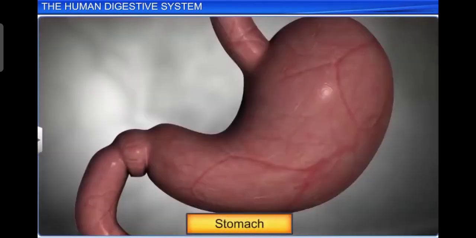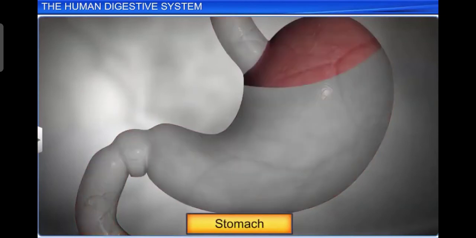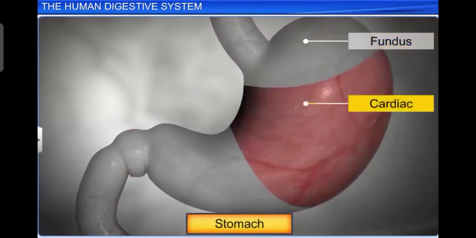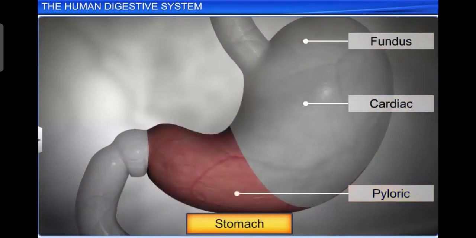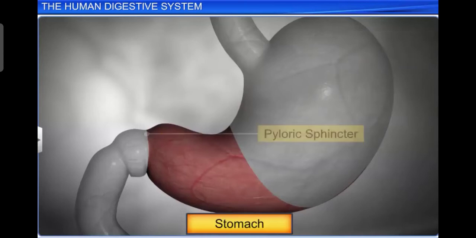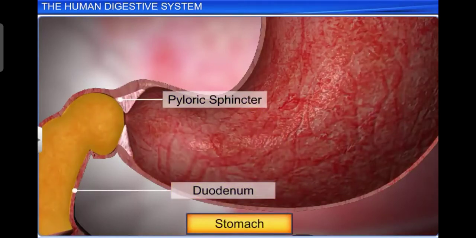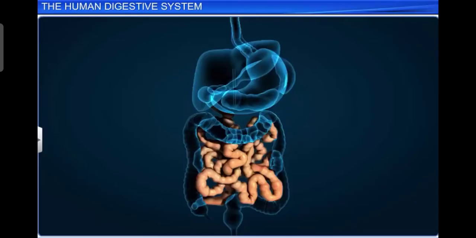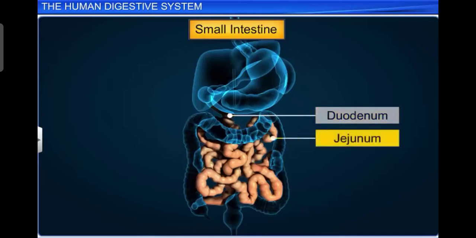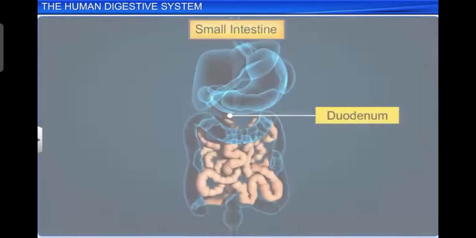The small intestine is distinguishable into three regions. This is the stomach, consisting of fundus, cardiac, and pyloric regions, and there is a pyloric sphincter. So the small intestine is distinguishable into three regions: a C-shaped duodenum, a long coiled middle portion jejunum, and a highly coiled ileum. So three parts: duodenum, jejunum, and ileum of the small intestine.